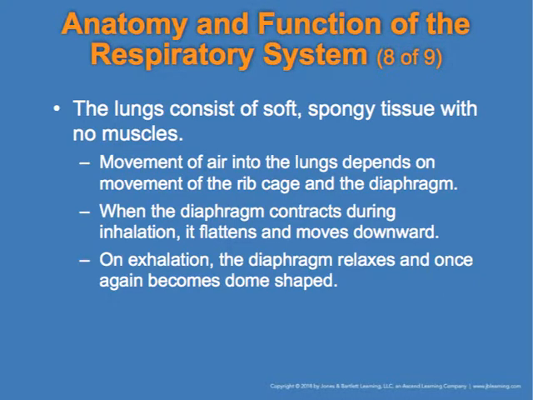The lungs consist of soft, spongy tissue with no muscles. The movement of air into the lungs depends, like we talked about in the last chapter, on the movement of the rib cage and the movement of the diaphragm. When the diaphragm contracts during inhalation, it flattens and moves outward. On exhalation, the diaphragm relaxes and once again becomes dome-shaped.